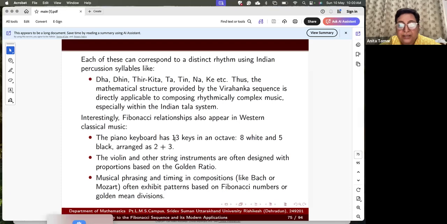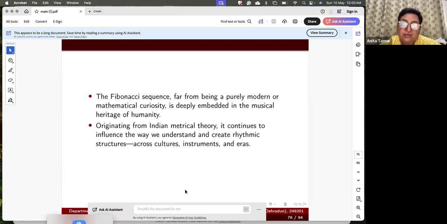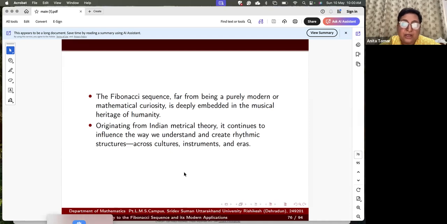The piano keyboard has 13 keys in an octave, 8 white and 5 black, arranged as 2 plus 3. The violin and other string instruments are also often designed with proportions based on the golden ratio. Musical phrasing and timing in composition often exhibit patterns based on Fibonacci numbers or golden mean division. The Fibonacci sequence, far from being purely a modern or mathematical curiosity, is deeply embedded in the musical heritage of humanity. Originating from Indian metrical theory, it continues to influence the way we understand and create rhythmic structures across cultures, instruments, and eras.